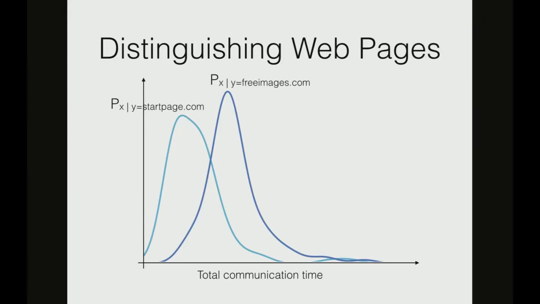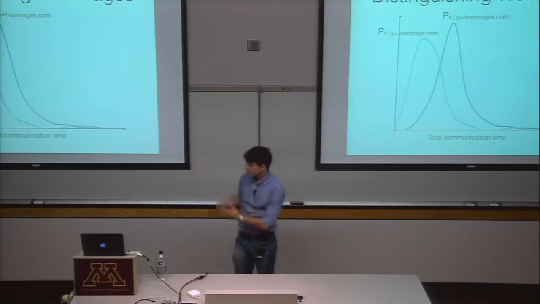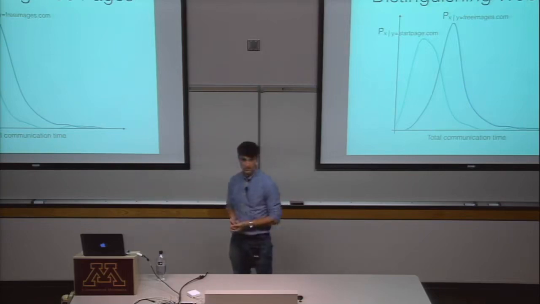Now, assume for a moment that the ones plotted here were the correct distributions, the real distributions of data. Well, if this was the case, the best strategy to distinguish the two web pages would actually be predicting according to these distributions.